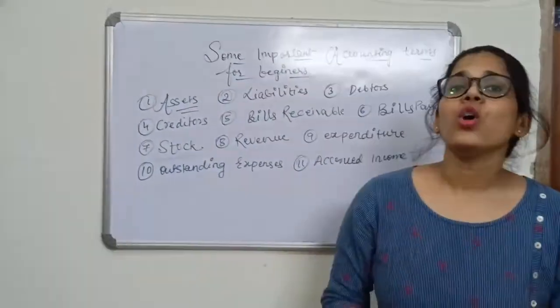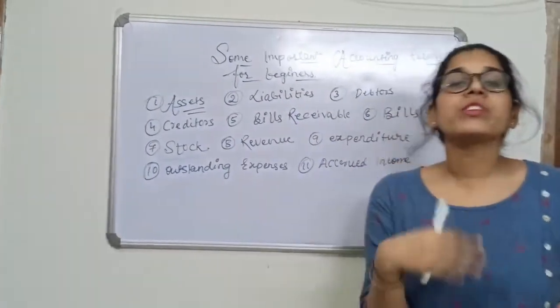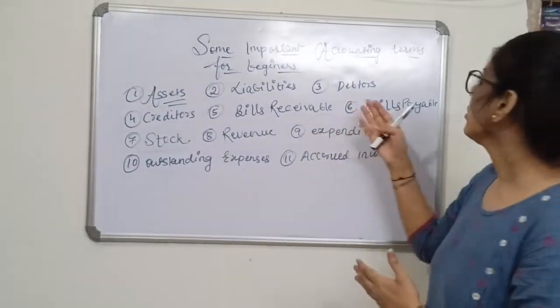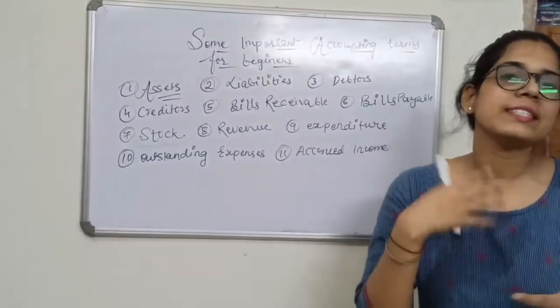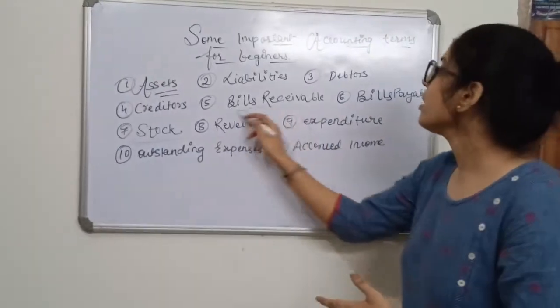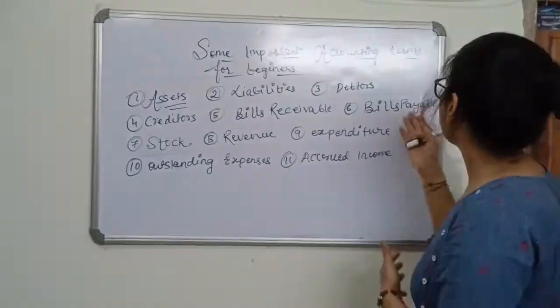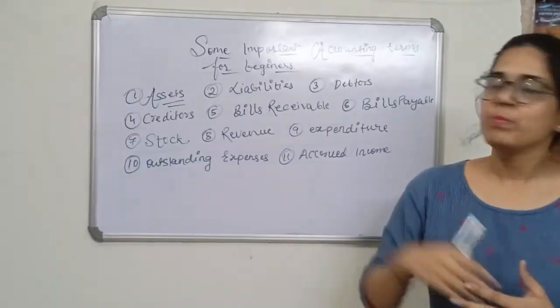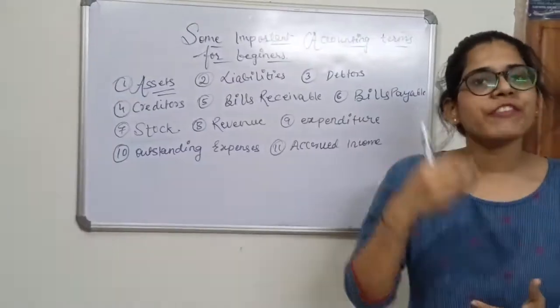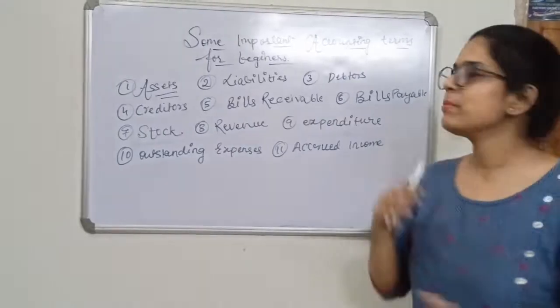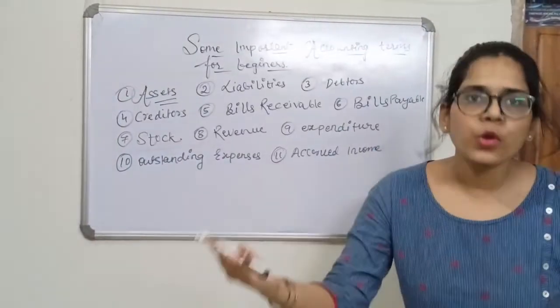Whoever is to receive the money writes it in their bills receivable, and whoever needs to pay it will credit it to their bills payable account. So bills receivable are the bills of exchange that we are yet to receive, and bills payable are the bills of exchange that we are going to pay in future.